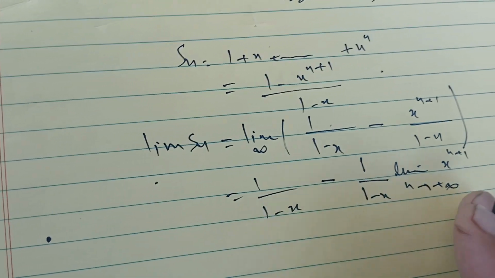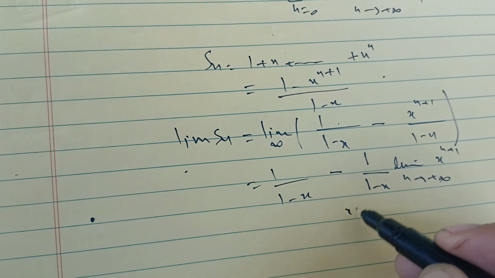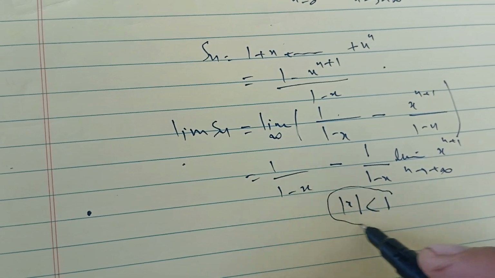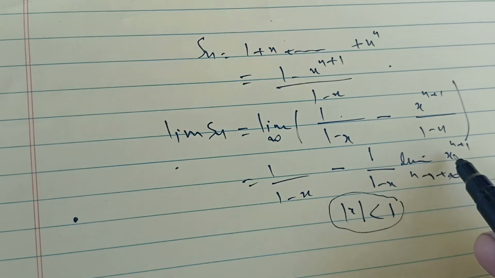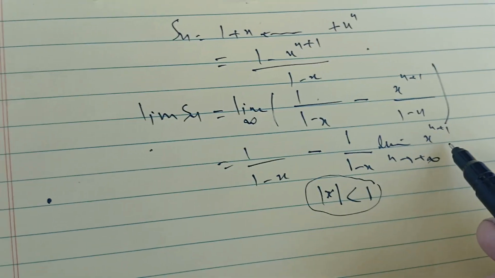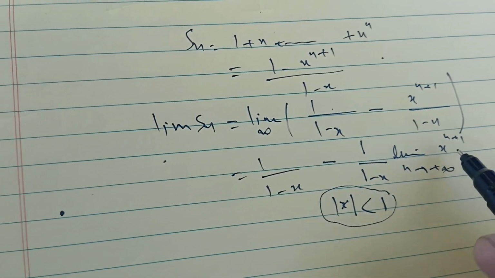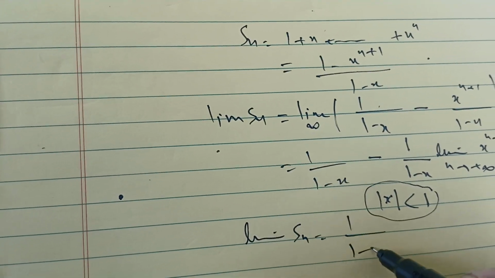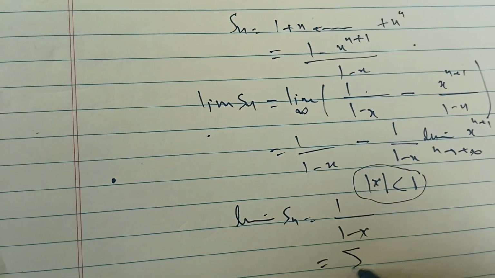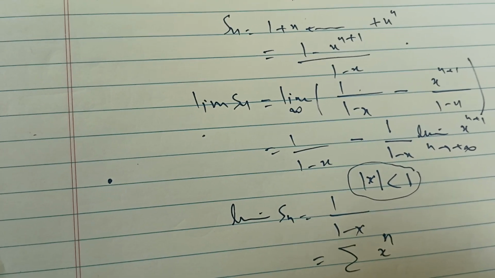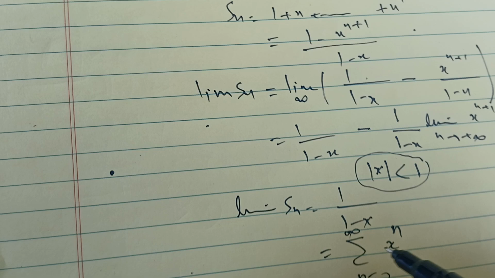But we have one key idea here. We have that x is between 1 and minus 1, and therefore this one goes to 0. Okay, this limit here, when x is between minus 1 and 1, x to the power n plus 1 goes to 0, and therefore we have this limit of S_n is 1 over 1 minus x, and this is just the sum of x to the power n, going from 0 to infinity. Okay, therefore we have proved this result here.